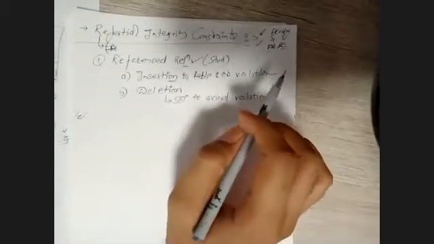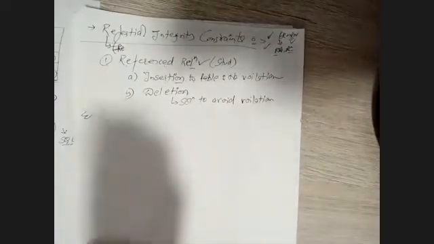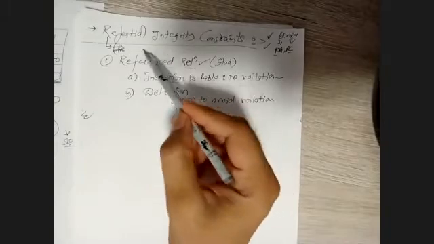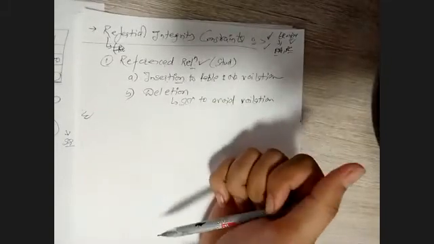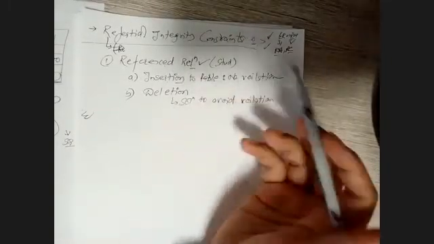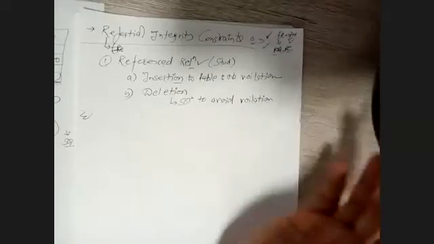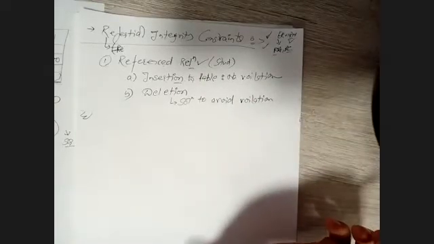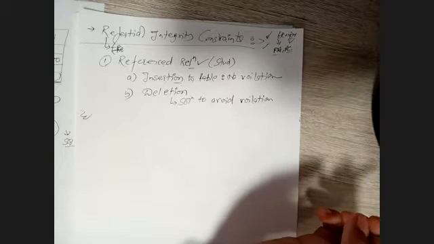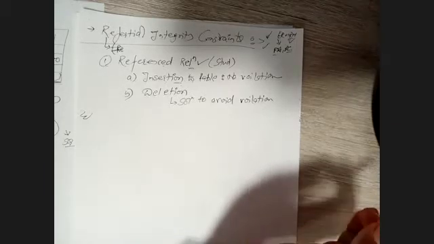So far in the previous class, we have seen about referential integrity constraint. We have just started, right? And we saw what is reference relation and what is referencing relation, both, right? Now, we will look one by one.